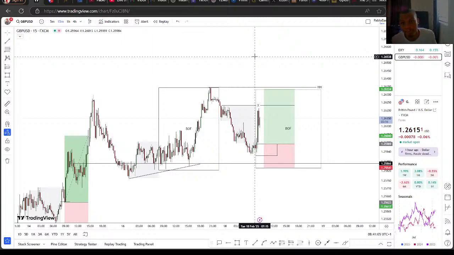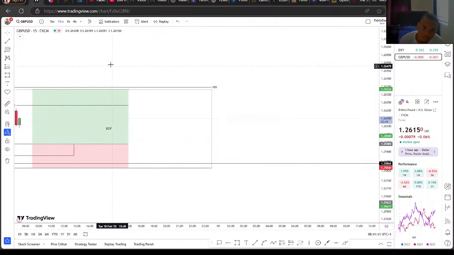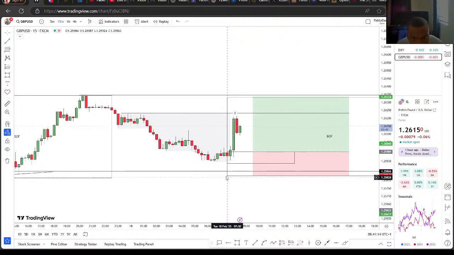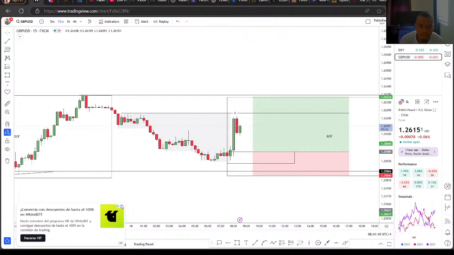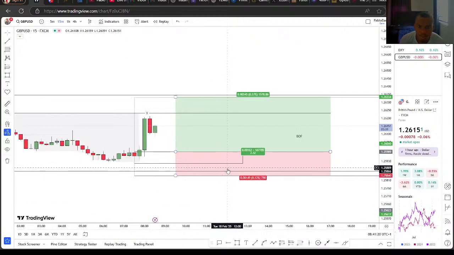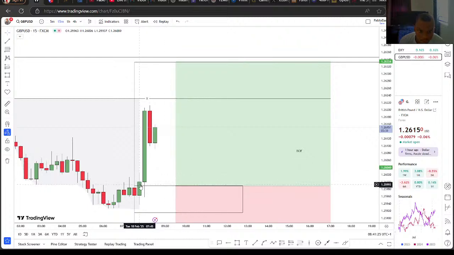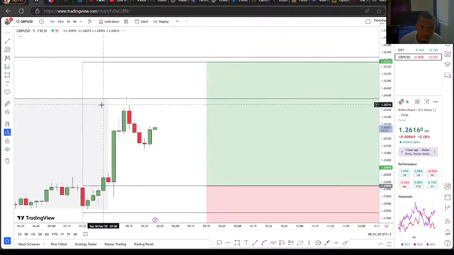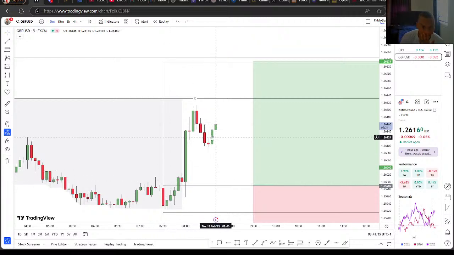Even I was thinking, if I wasn't absent, would I have taken this long? No, because the break happened during London Open by 8. So I wouldn't be trading at this level. The 5 minutes might show an entry. Oh, it did. Okay, it shows an entry on 5 minutes. But I won't be taking this trade.